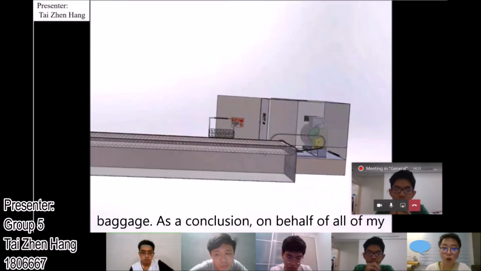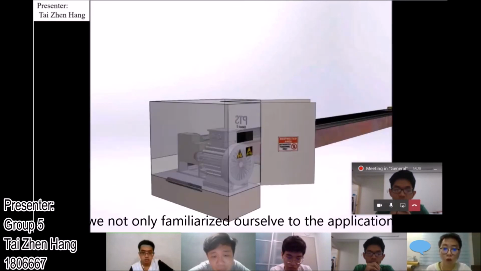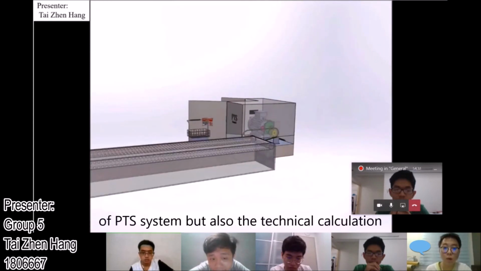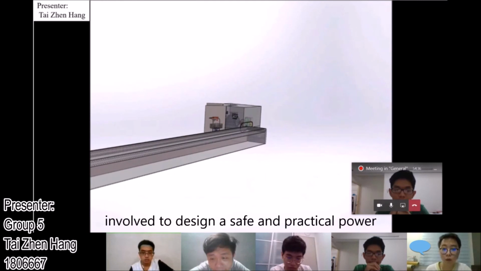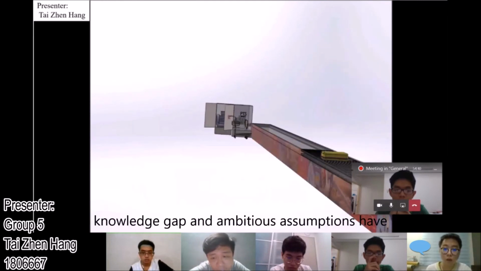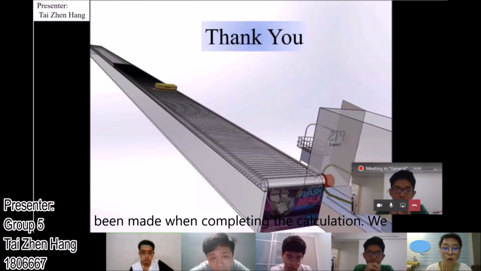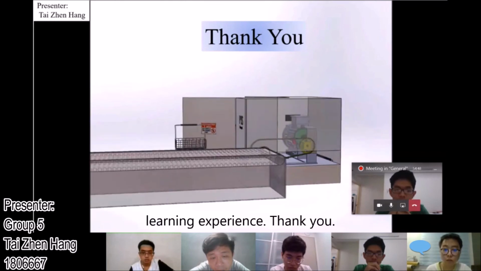As a conclusion, on behalf of all of my group members, throughout this assignment, we not only familiarize ourselves with the application of PTS system, but also the technical calculation involved to design a safe and practical power transmission system. Although there are some knowledge gaps and ambitious assumptions that have been made while completing the calculation, we take this challenging process as a good learning experience.